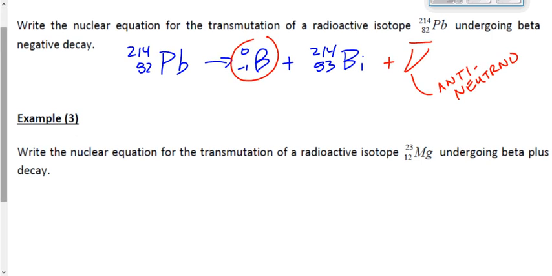Whenever it's 0, -1, beta-negative decay, you always get an antineutrino produced. You don't need to worry about balancing anything. You just got to remember that with beta-negative decay, an antineutrino is produced.